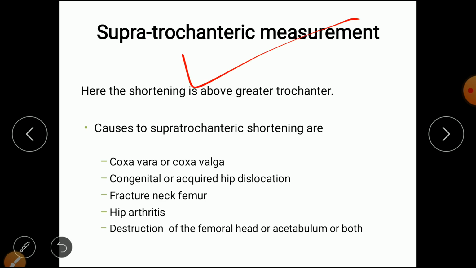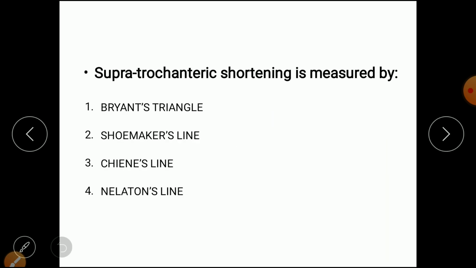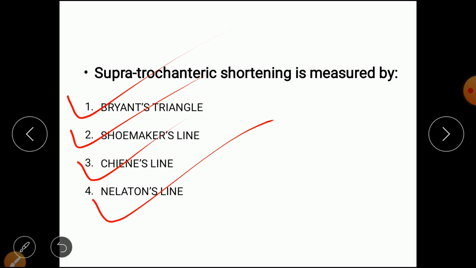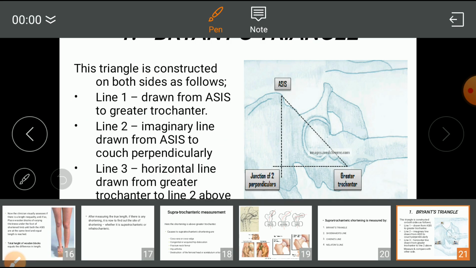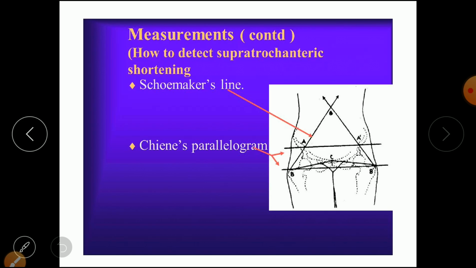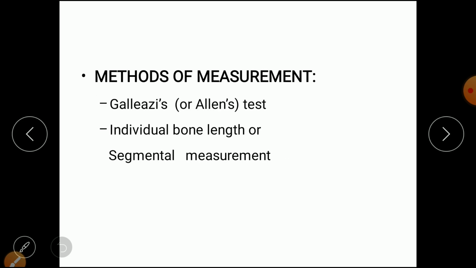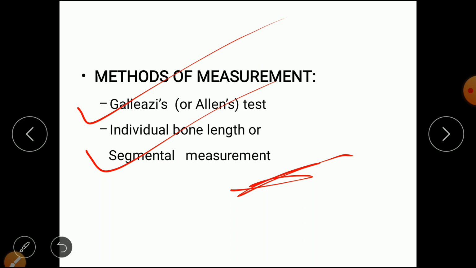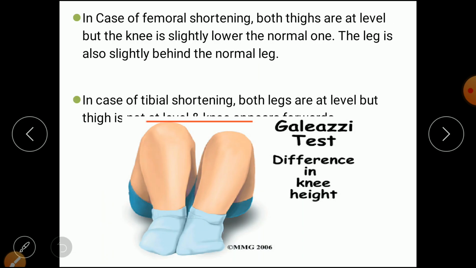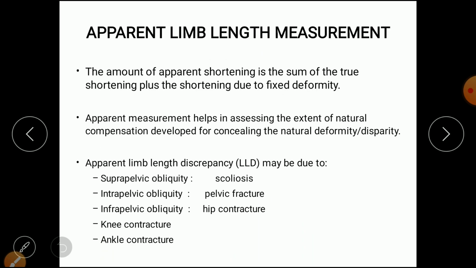If it is due to supratrochanteric shortening, you can check with these techniques: Bryant's triangle, Shoemaker's line, Chiene's and Nelaton's line. Okay. Then if it is due to infratrochanteric shortening, you can go for techniques such as Galeazzi and individual bone length or segmental measurement. In that you have to check the length of the femur and the tibia on both sides. Okay, so these are some methods for true limb length.